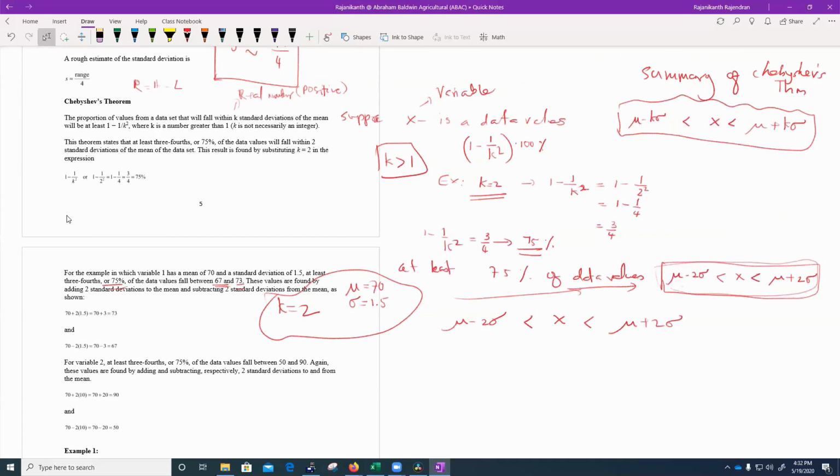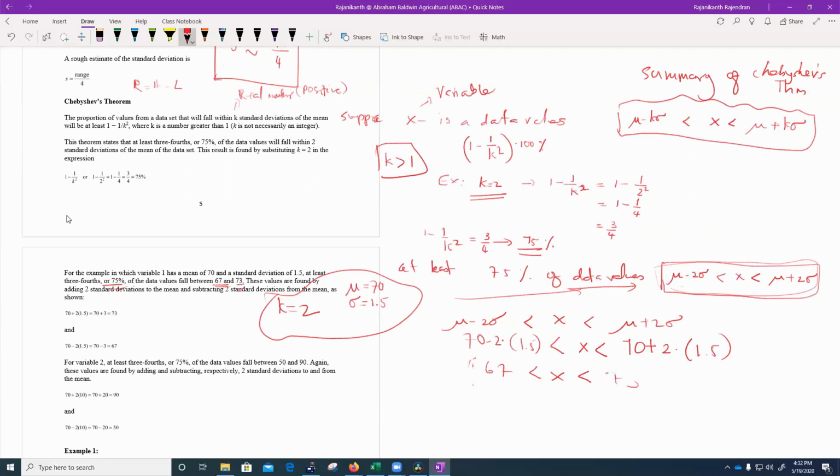But now you know mu and sigma for this particular example. So mu is 70 minus 2 times sigma, which is 1.5. I'm simply plugging these two in. Then your x should be bounded above by mu, which is 70, plus 2 times 1.5. Take your calculator and simplify. 2 times 1.5 is 3. 70 minus 3 is 67. Then this side, 2 times 1.5 is 3. 70 plus 3 is 73.